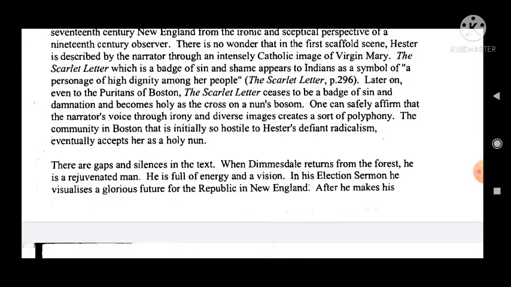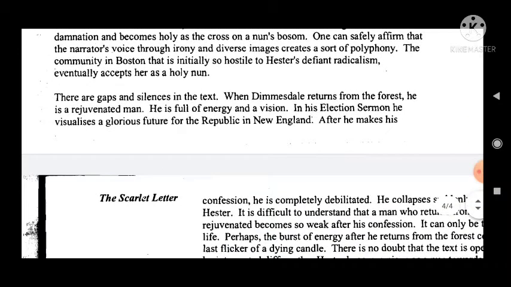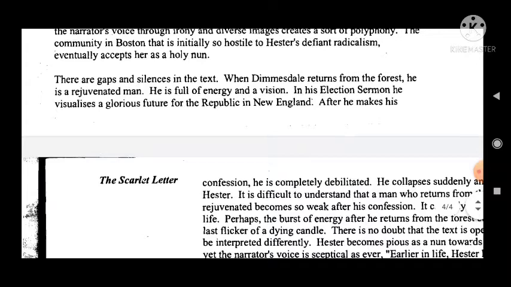Later on, even to the Puritans of Boston, the Scarlet Letter ceases to be a badge of sin and damnation and becomes holy as a cross on a nun's bosom. One can safely affirm that the narrator's voice, through irony and diverse images, creates a sort of polyphony. The community in Boston that is initially so hostile to Hester's defiant radicalism eventually accepts her as a holy nun.